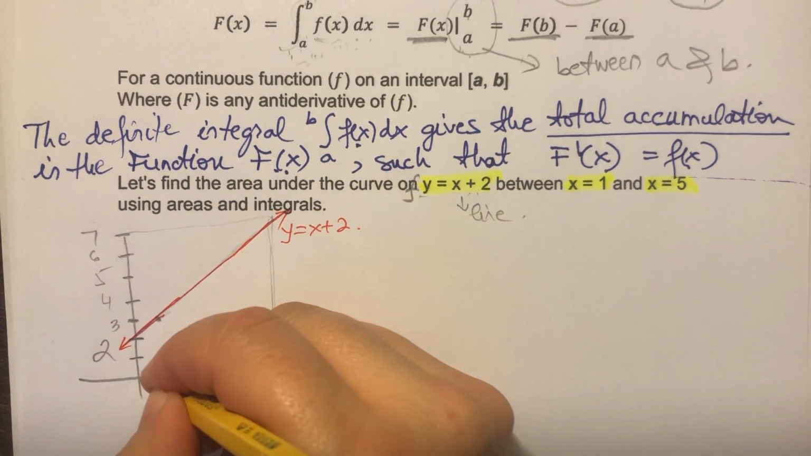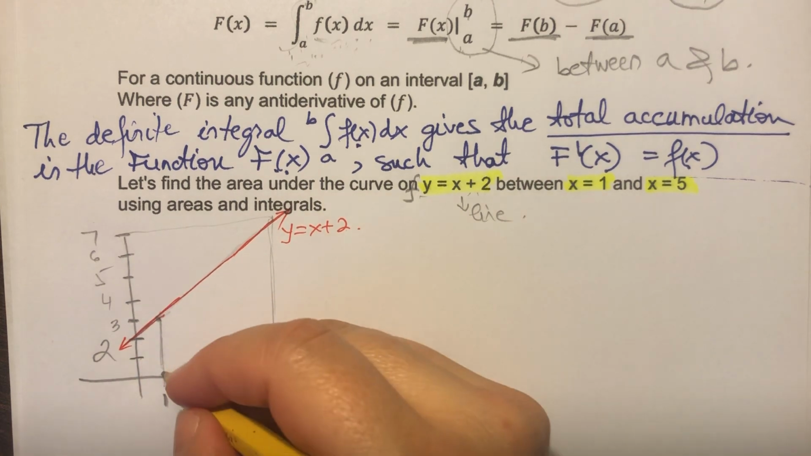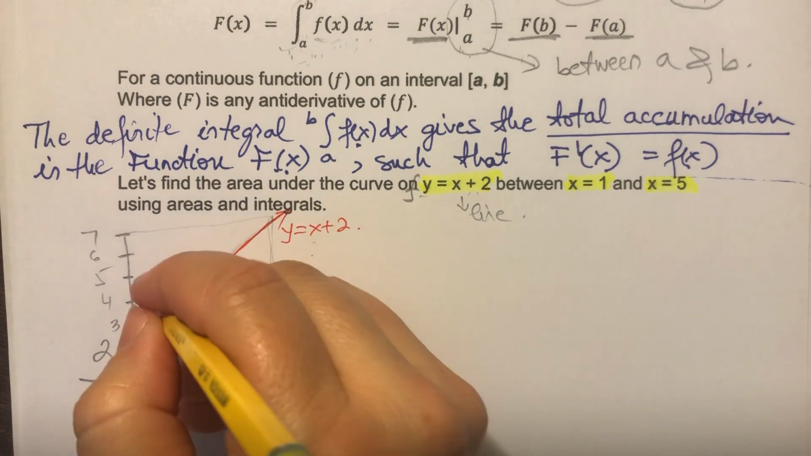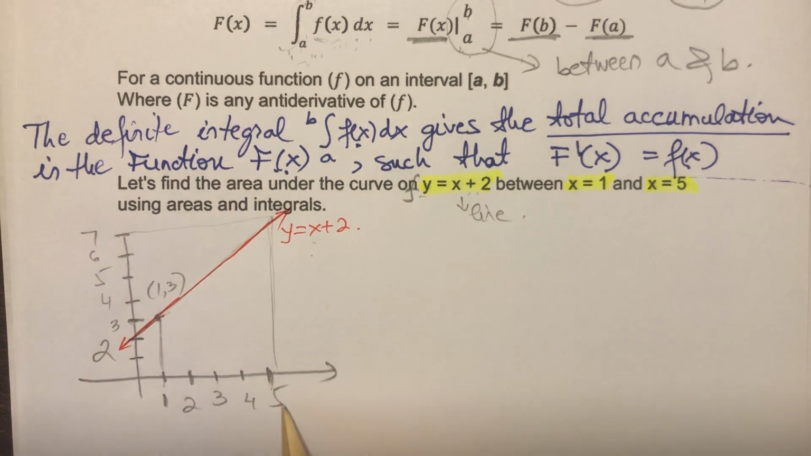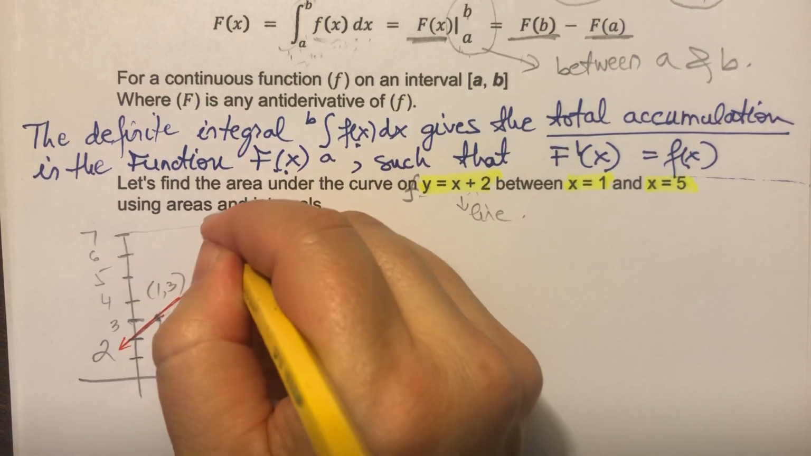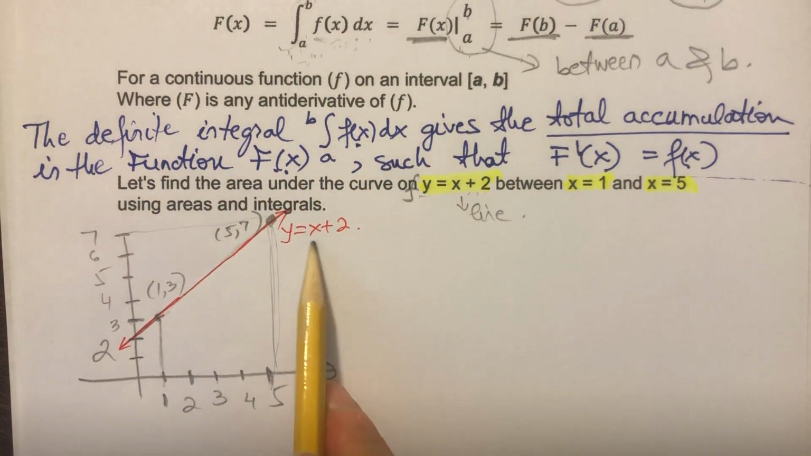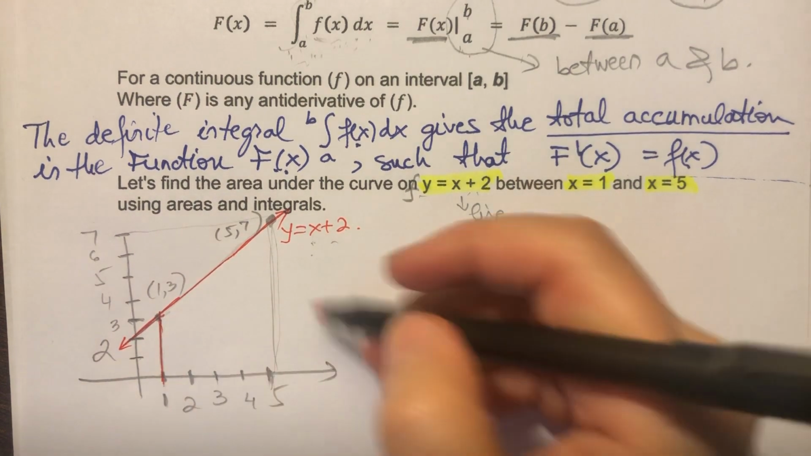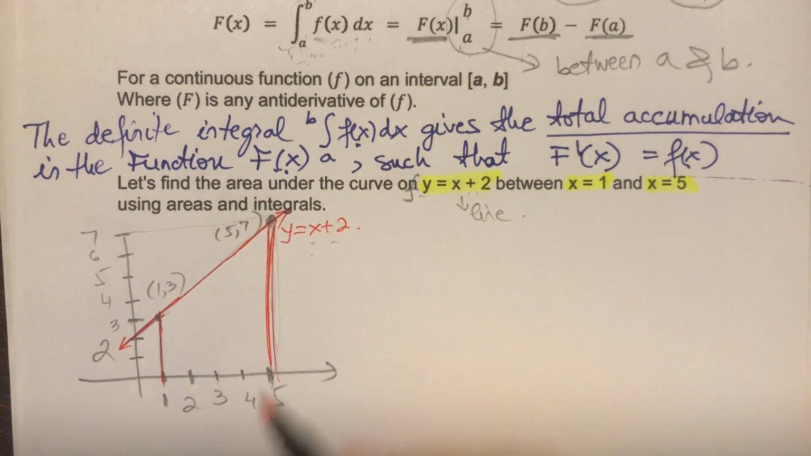By the time x is 1, that's going to be as high as 3. If x is 5, then that's going to be as high as 7, right? 5 plus 2 is 7. Okay, so it's a line. So it says, find the area under the curve of y equals x plus 2 between x equals 1 and x equals 5.